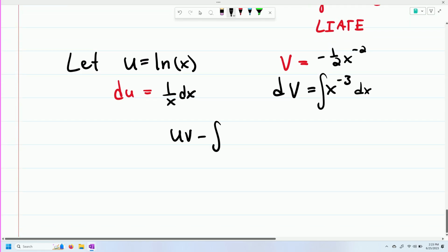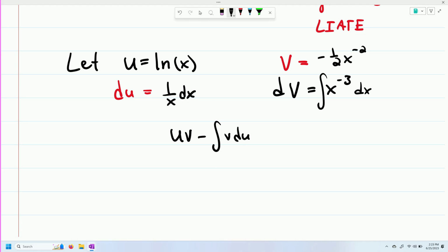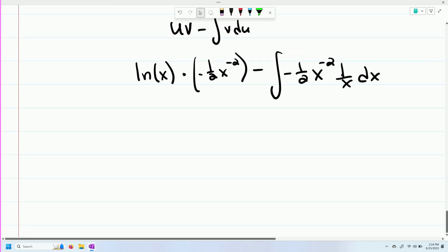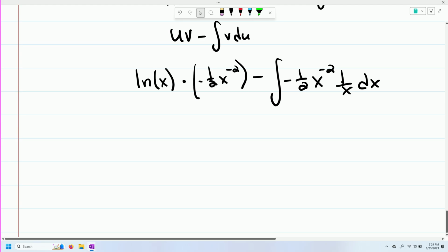And now, using our formula, uv minus the integral of v du, we end up getting u times v. So let's see here, that's going to be the natural log of x times negative 1/2 x to the negative 2 minus the integral of v, negative 1/2 x to the negative 2 times du, which is 1 over x dx. Okay? So there's a lot of algebra here, so we just got to be careful with this, all right?